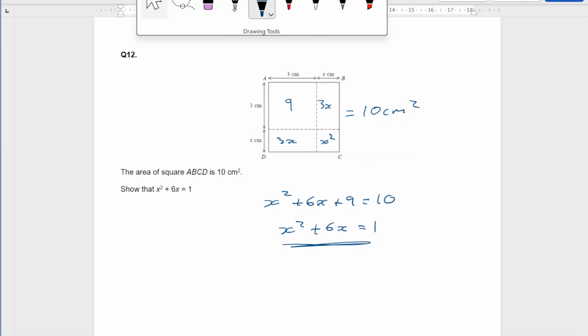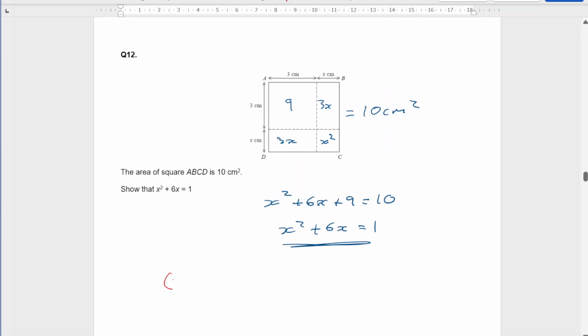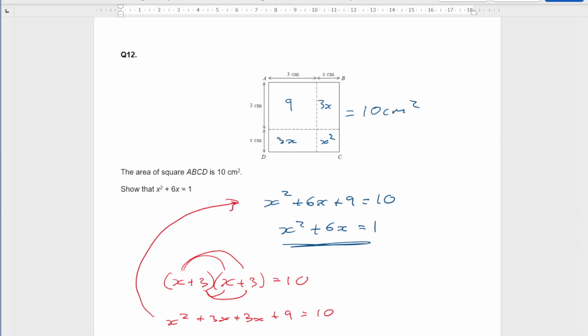I'll put in a second version just as an additional option. I could have said that x plus 3 times x plus 3 is equal to 10, and then multiply this out. x squared plus 3x plus 3x plus 9 is equal to 10, and then we follow it up exactly the same, which leads up to that line there.